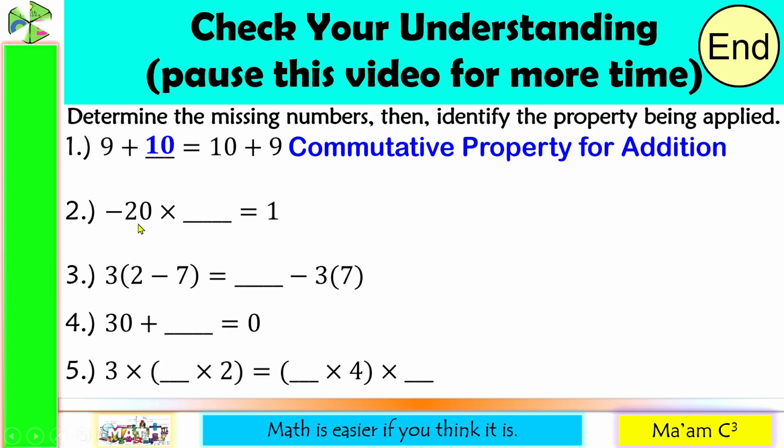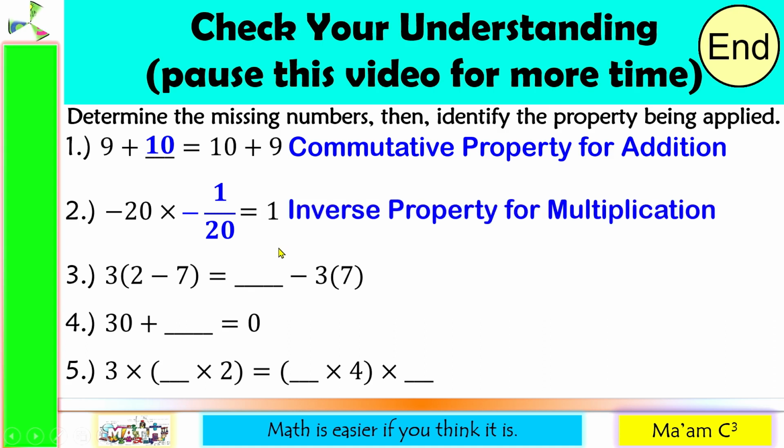Number 2, negative 20 times blank is equal to 1. So the answer is 1. So we're looking for the multiplicative inverse of negative 20. And that would be negative 1 over 20. So this is inverse property for multiplication.